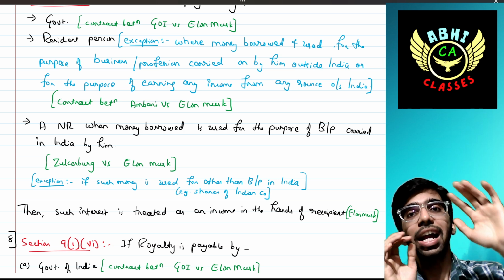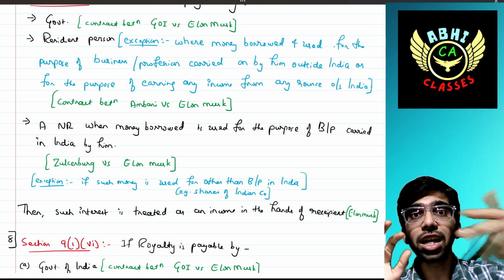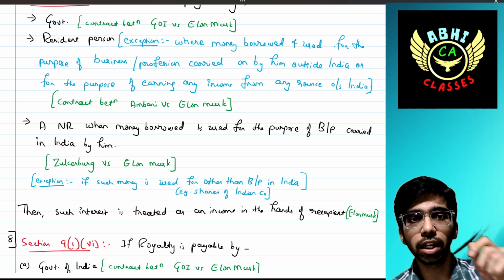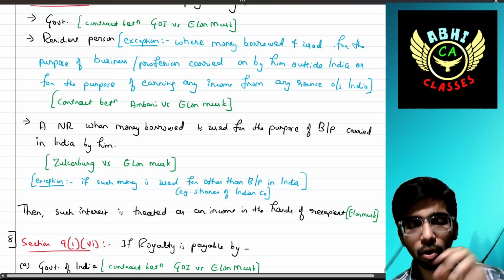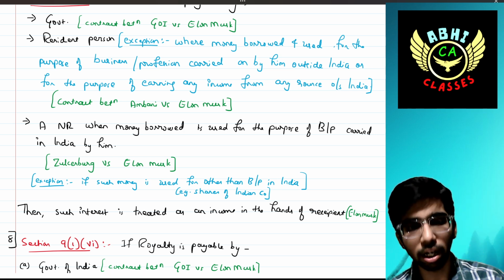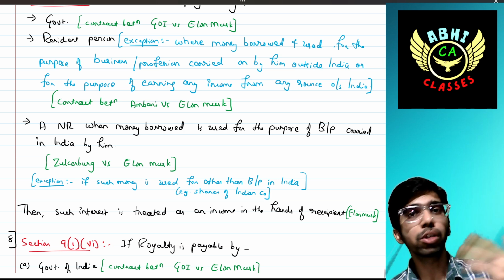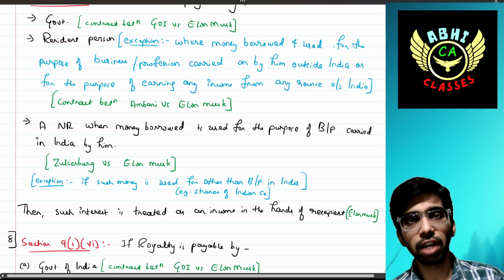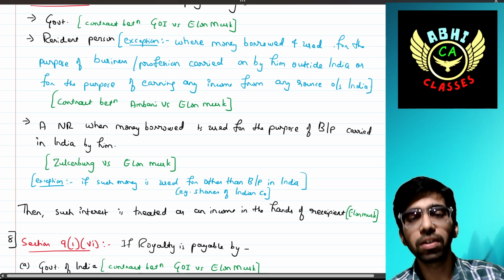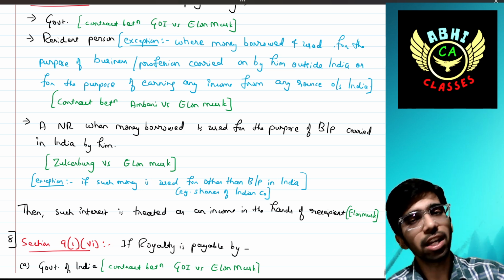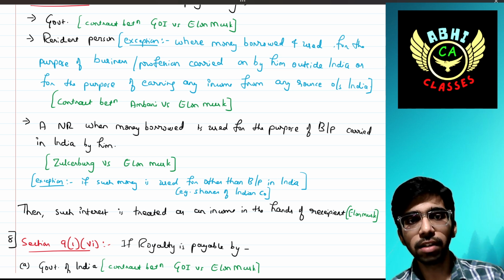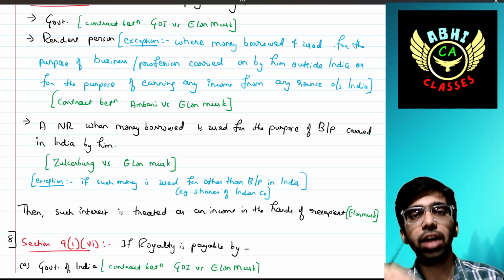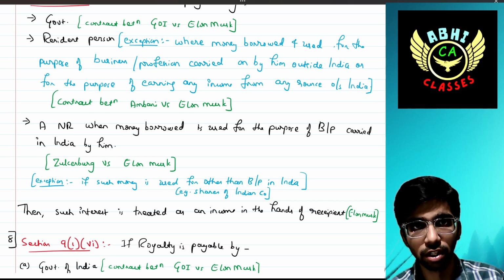In the second case, any other purpose or business purpose, any other purpose is also inclusive. But in this case, any other purpose is not inclusive, because the borrowed amount should be used only for Indian business or professional purpose. If it is used for investment purpose, investment in the form of shares or any other purpose, then it is not taxable in the hands of Elon Musk. Then such interest is treated as income in the hands of the recipient. Recipient means Elon Musk in this case.